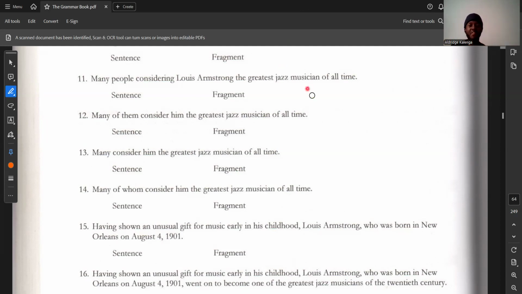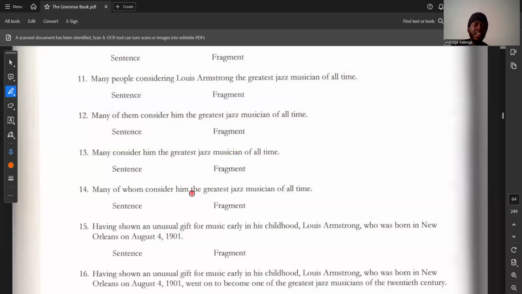But yes, many of them, because many of them is just, again, a pronoun. This could be people. So you can just say a lot of people consider him the greatest jazz musician of all time. It's the same as saying many of them consider, so they're both sentences. So you guys are correct.